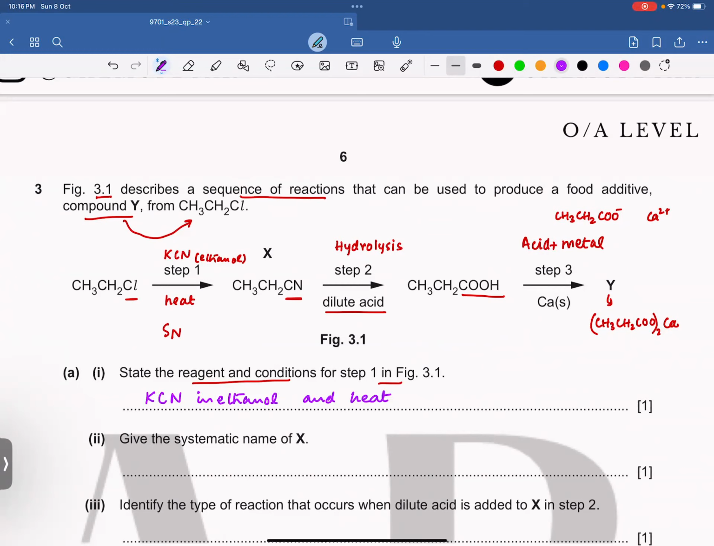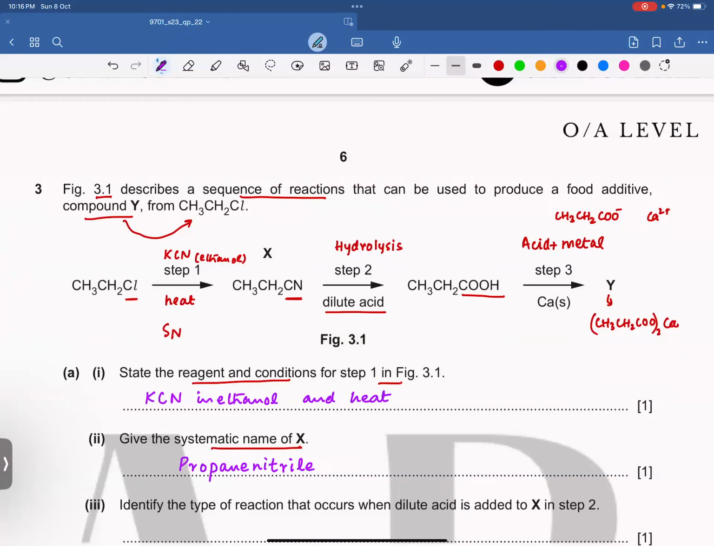Give the systematic name of X. How many carbons are there in X? 3 carbons and a nitrogen triply bonded to carbon. So 3 carbons make it propane, and a nitrogen bonded to a carbon with a triple bond makes it a nitrile. So its name will be propanenitrile. Is this understandable? Yes, sir.